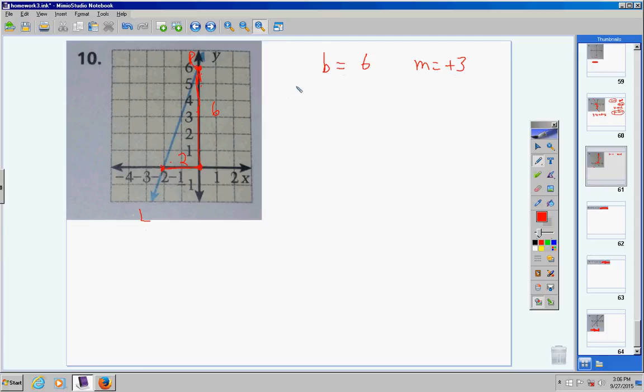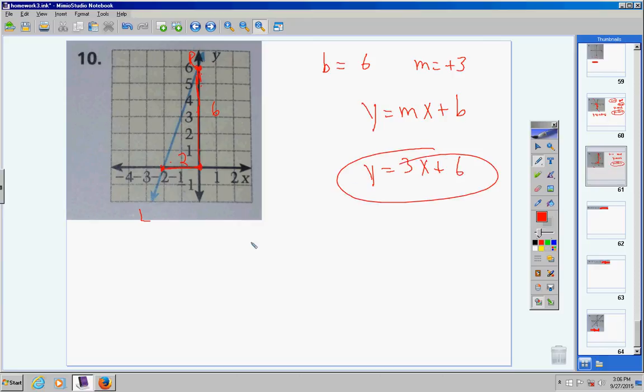So do we have the y-intercept? Yes. Do we have the slope? Yes. Anytime I give you the y-intercept and the slope, here's the model you want to use. There it is. So y equals 3x plus, for b, we're going to put 6. y equals 3x positive 6.